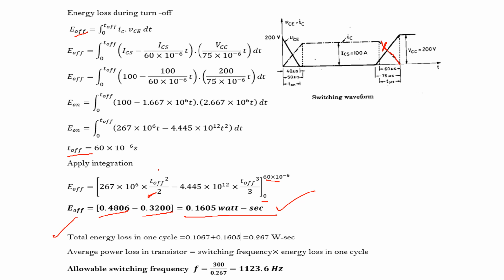Now we are going to find out the total energy loss in one cycle. One cycle means turn on and turn off. So turn on is 0.1067 and turn off is 0.1605. So the net is 0.267 watt second.